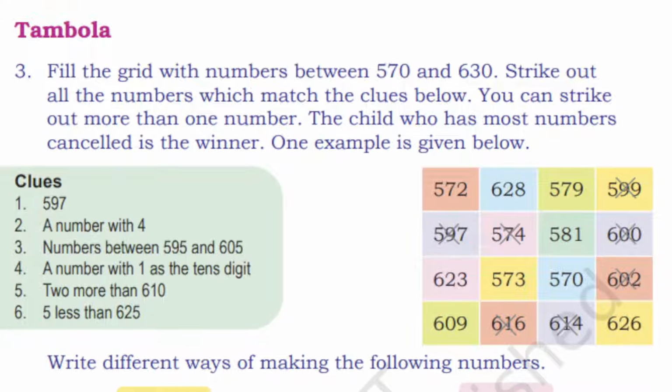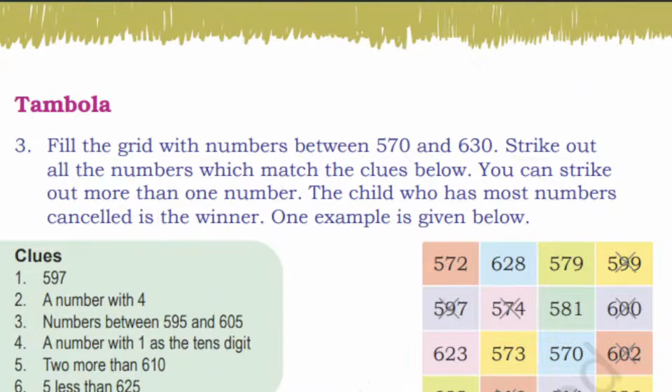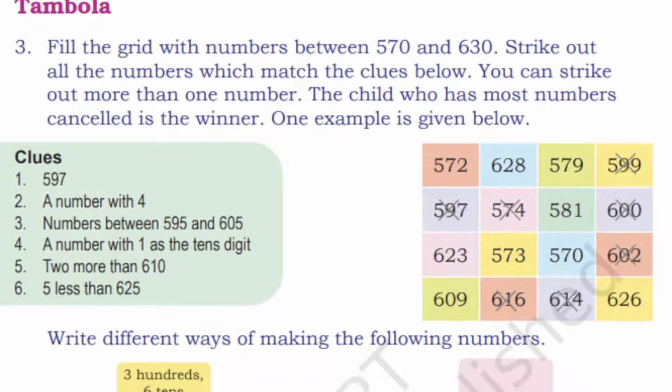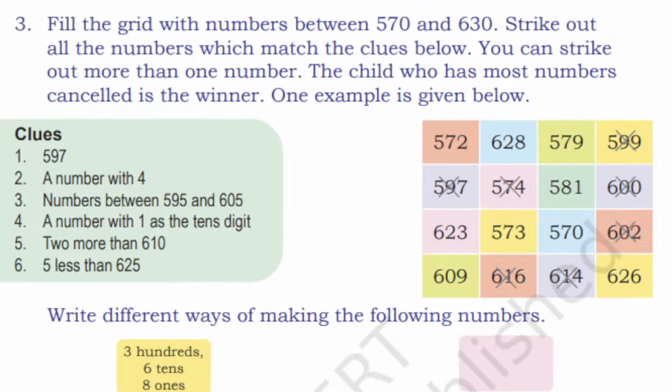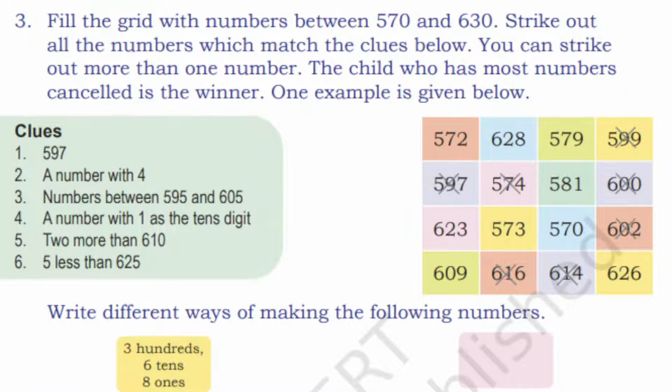Alright. So next one, this one is not your exam question, but this is your class activity. You might get maybe a 1-mark or 2-mark question. So this one is: fill the grid with numbers between 570 and 560. Here they have given between 570 and 560. Strike out all the numbers which match the clue below. You can strike out one or more numbers. The child who has the most numbers cancelled is the winner. The given one is the example.